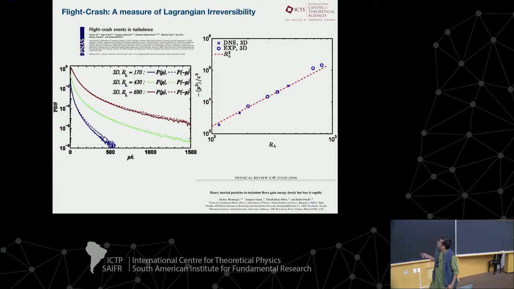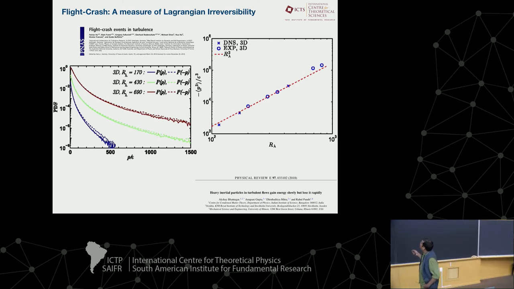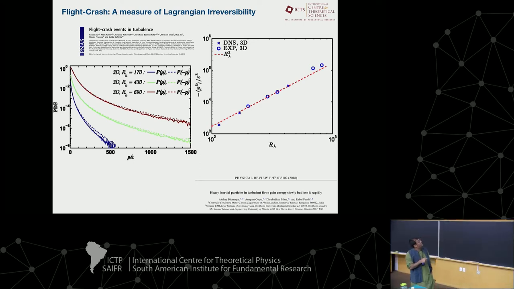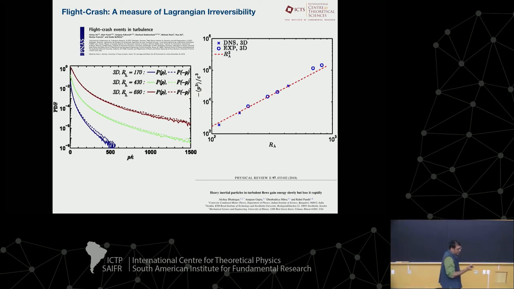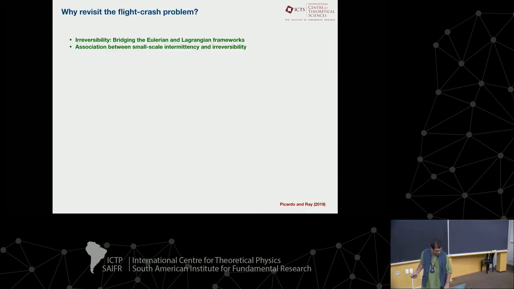And then this allows one to come up with a certain measure of irreversibility, essentially the skewness of this power PDF with a minus sign for convenience, where you do see that this is really positive and the skewness increases with Reynolds number. I should point out that colleagues in Bangalore, Rahul Pandit's group, have also looked at this for heavy particles.